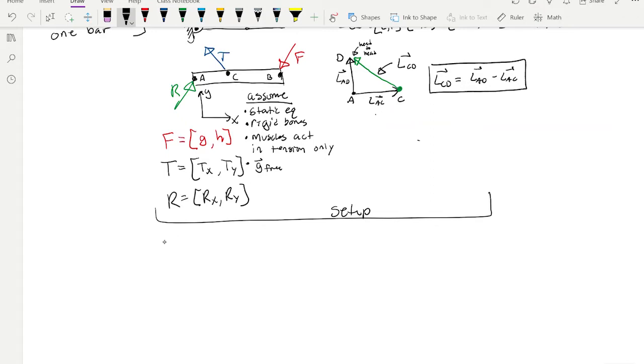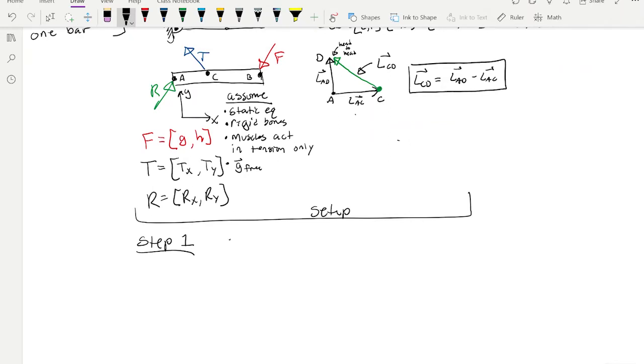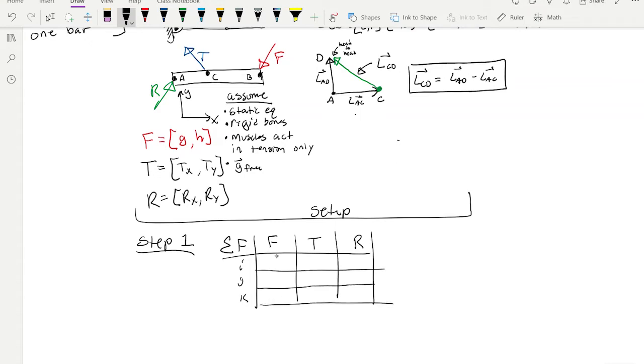Now let's go through the analysis. So sum of forces equals 0. Let's make a sum of force table: I, J, K for F, T, R. So F is G, H, 0. T is TX, TY, 0. R is RX, RY, 0. The sum here is G plus TX plus RX equals 0. H plus TY plus RY equals 0. And then the 0. So the sum equals 0.